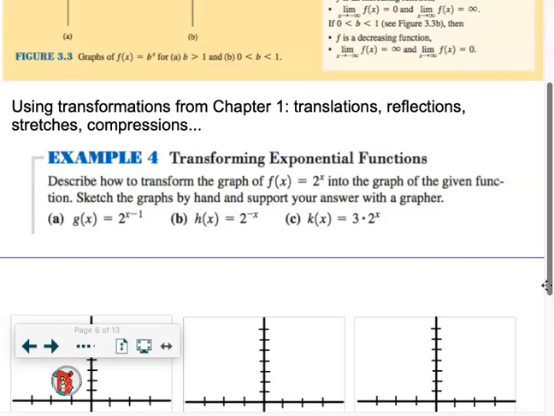So we have to remember back to our general form for exponential functions, which was y equals a times b to the (x minus h) power, plus k. We better put some parentheses up there. That'll make it stand out a little bit more. So this means it's going to be 2 to the x translated 1 unit to the right.